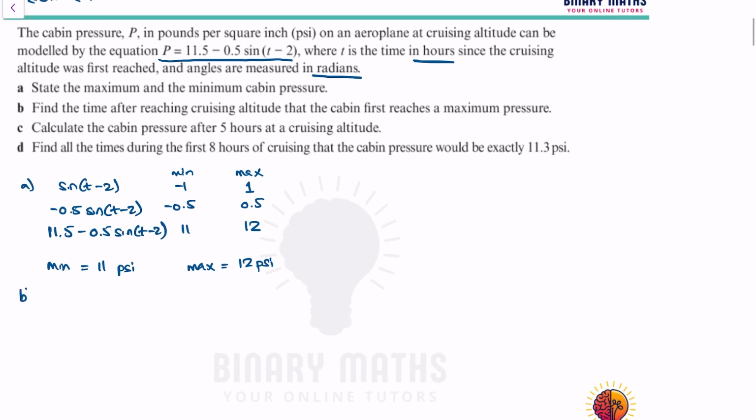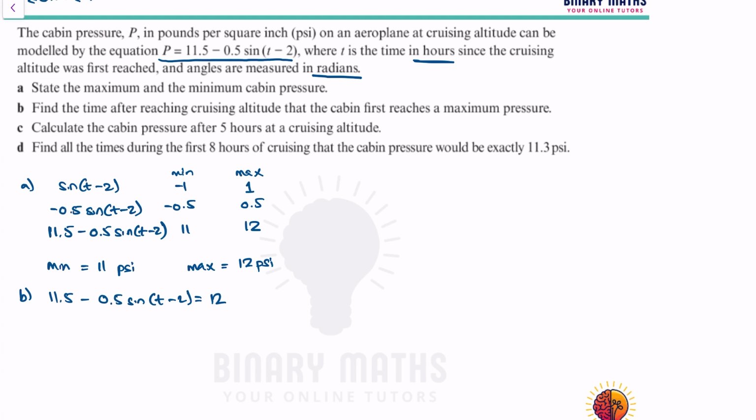Okay. It says find the time after reaching cruising altitude that the cabin first reaches the maximum pressure. So the maximum pressure was 12. That means I need to equate the equation, which is 11.5 minus 0.5 sine of (t minus 2), equal to 12. Now I need to rearrange it.